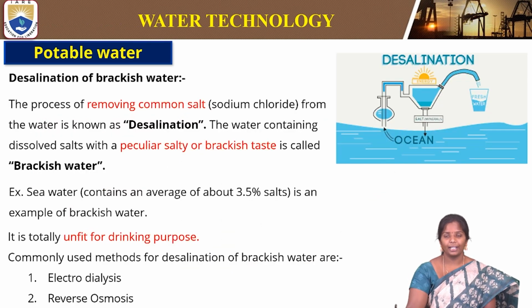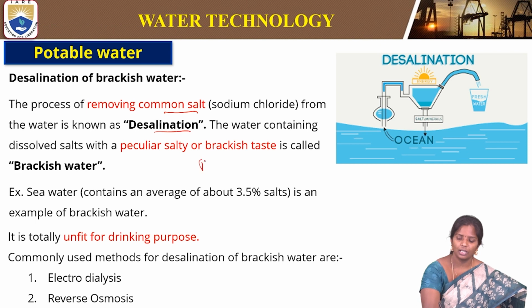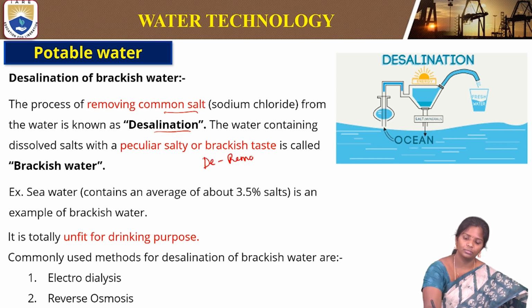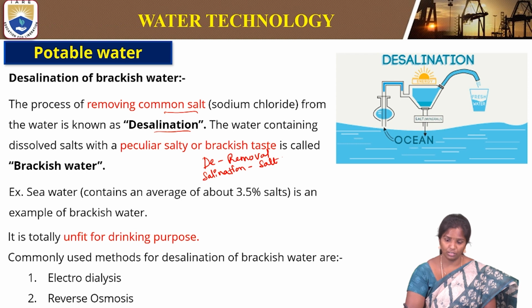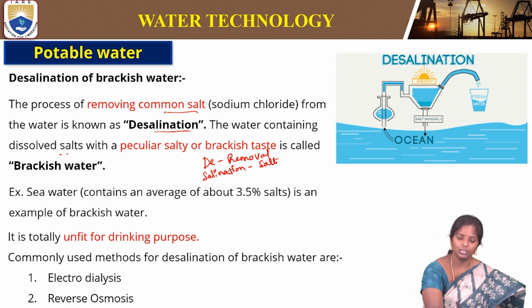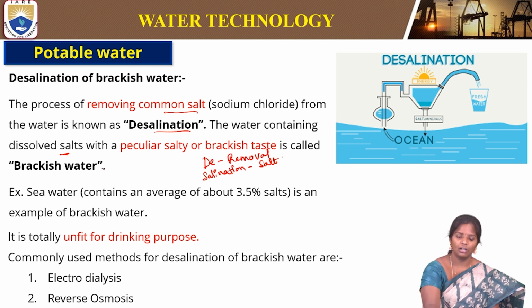The other method is the desalination of brackish water. The process of removing common salt from the water is known as desalination, the removal of salt. The common salt is sodium chloride, present in high concentrations. The water containing these dissolved salts has a peculiar, salty taste and is called brackish water.